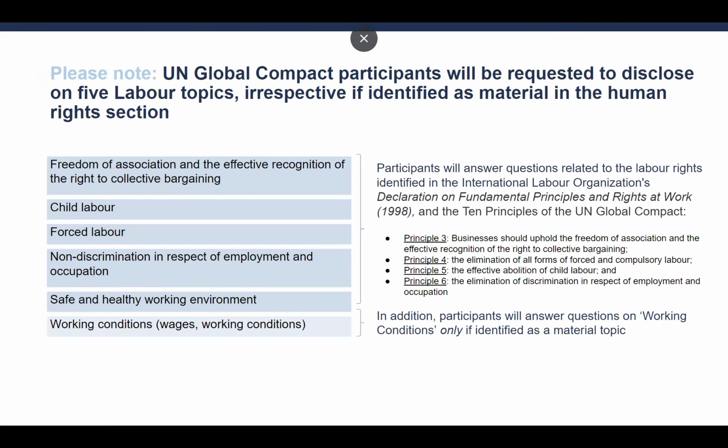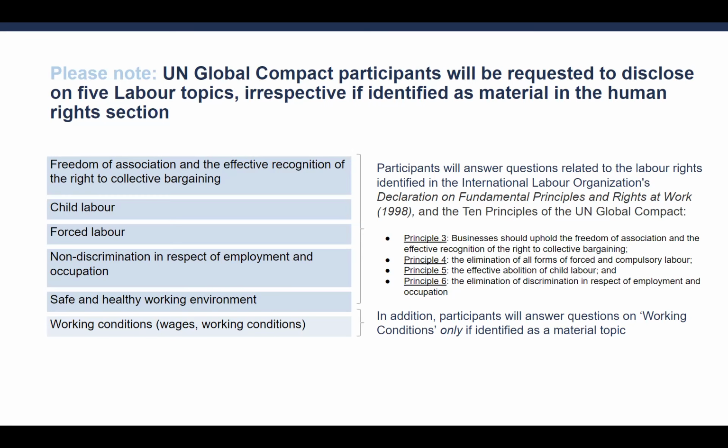In the human rights section, participants are asked at the very beginning to identify the material human rights topics. Based on this selection, and only for the topics identified as material by the company, follow-up questions in the human rights section may appear, grouped again under commitment, prevention, performance, and remediation and reporting. Please see the on-demand session on the introduction into the human rights section on our UN Global Compact Academy.